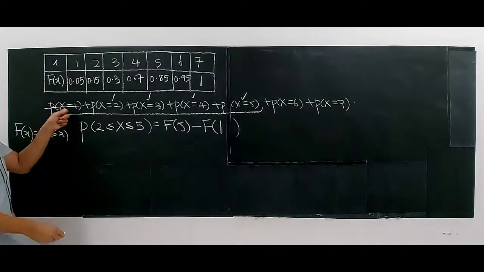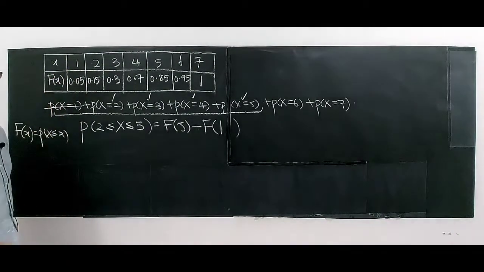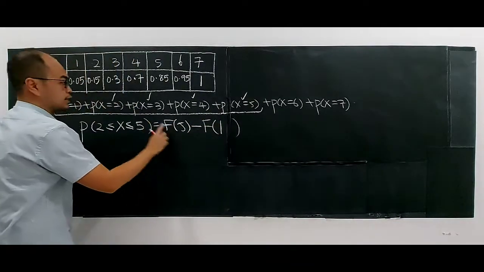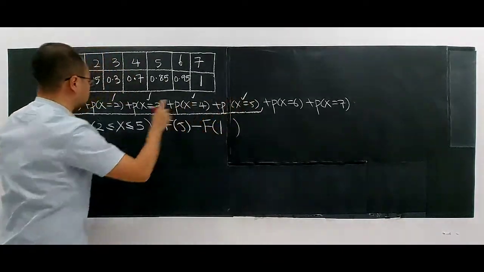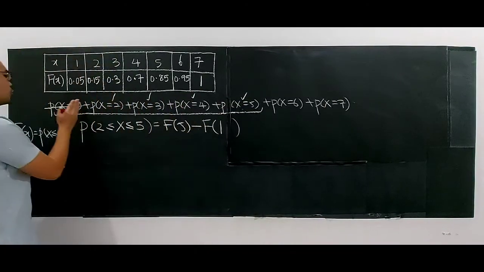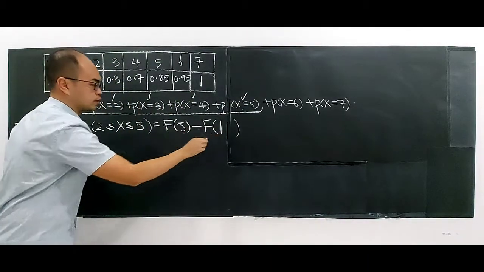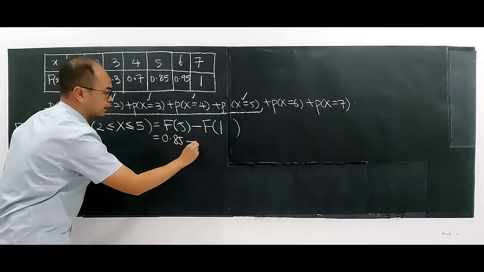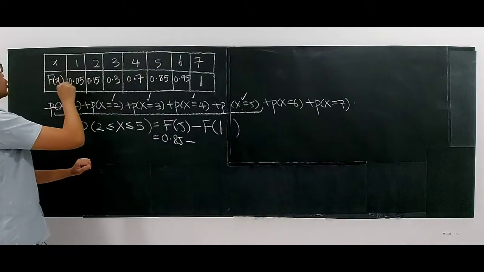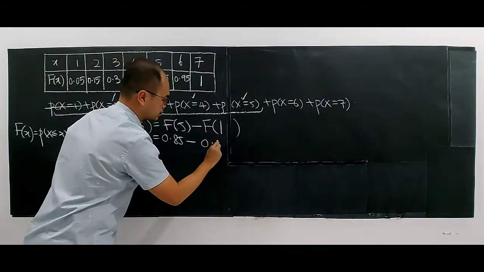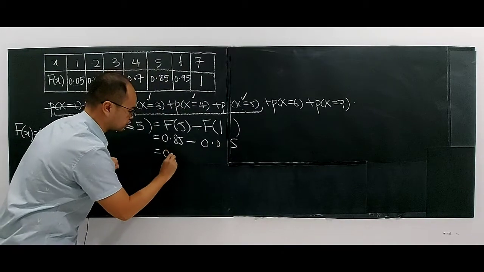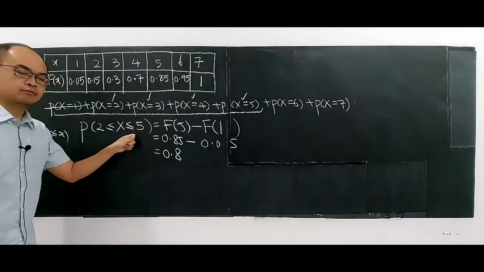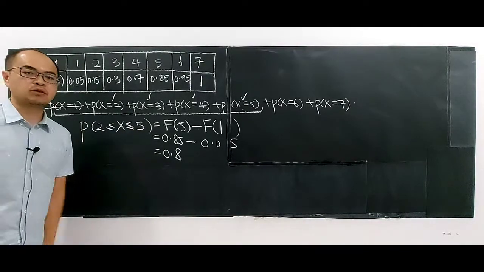That means P(x equals 1), which is 0.05 here. So very simple. We want everything up to F5, but we just want 2, 3, 4, 5, so we have to minus away this one, which is F1. F5 will be 0.85, minus away 0.05, which gives you the probability of 0.8. This means the probability between 2 and 5, including 2 and 5, will be 0.8.